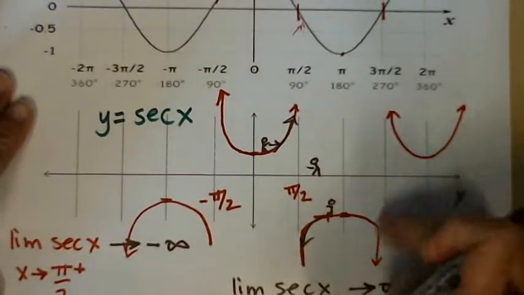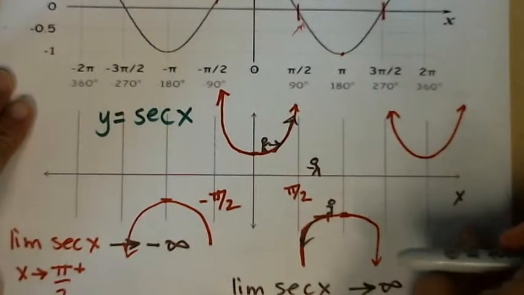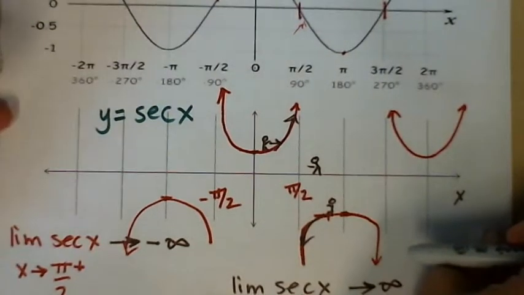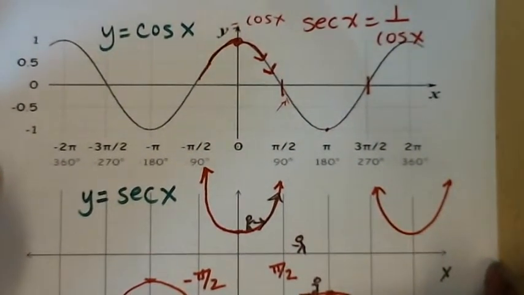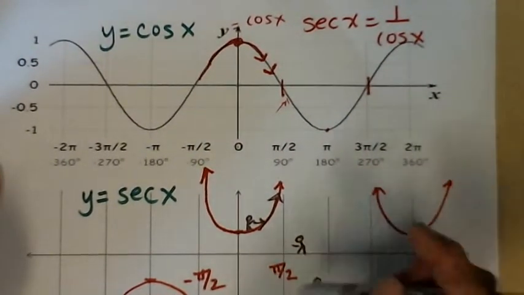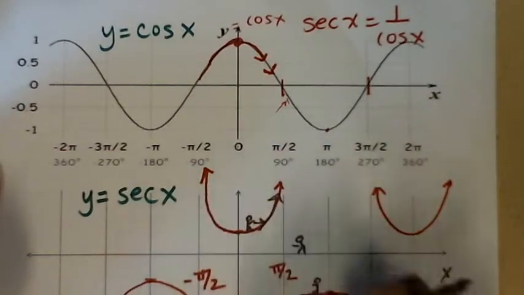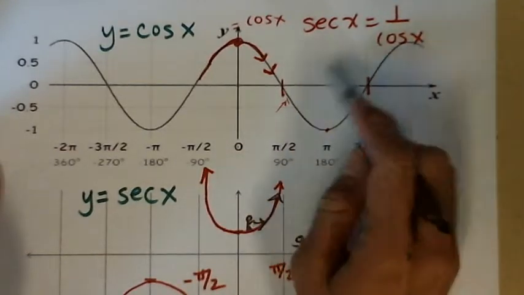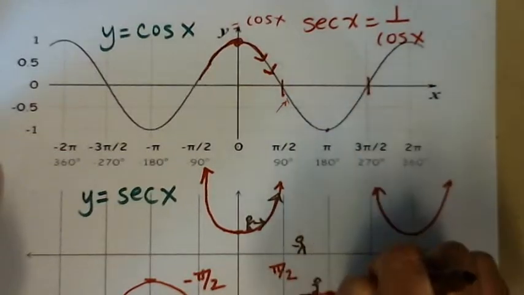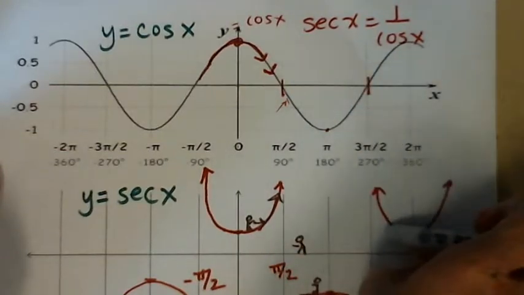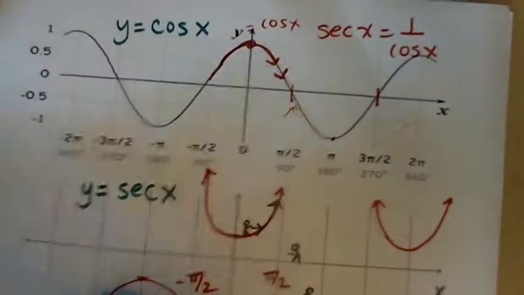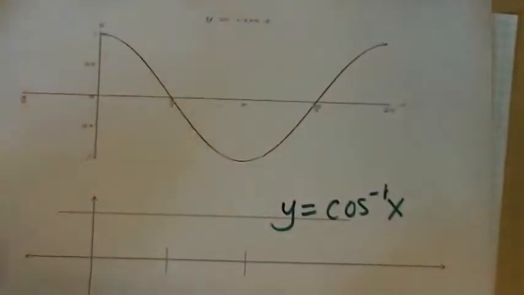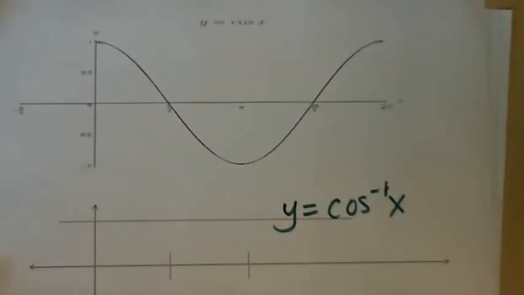So secant x has a whole bunch of asymptotes, and it's the reciprocal function of cosine. The way I always graph it, so that I know if it's the one that's even or odd, is I graph cosine. I actually bring down my zeros of cosine and know that's where my asymptotes are. Now the one that can be confusing then is, well, what about inverse cosine?